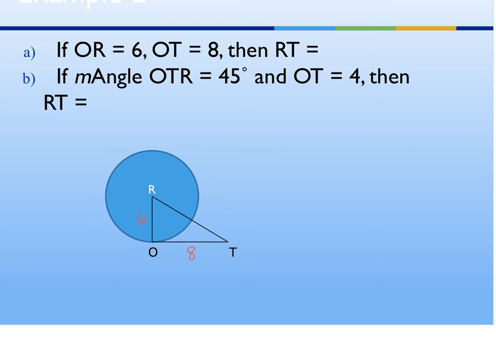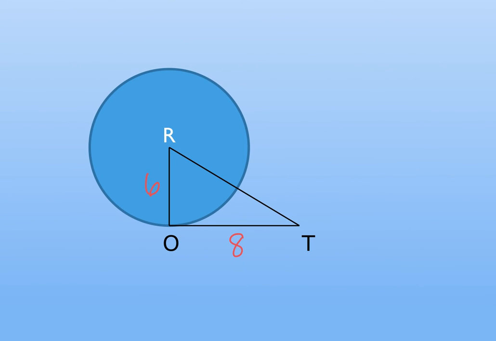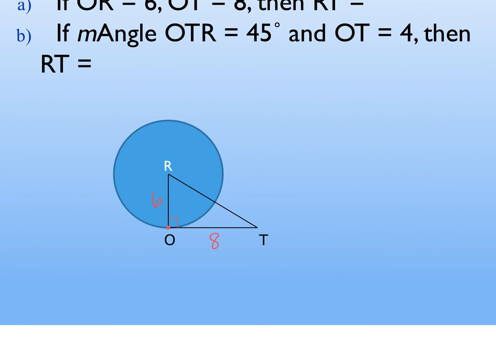Pythagorean theorem, right? But how do we know we can apply the Pythagorean theorem? We can only apply it to what kind of triangles? Right triangles. How do we know this is a right triangle? Yes, the first theorem. Isn't OR a radius? Do you agree? OT is tangent to our circle, therefore this angle must be 90 degrees, okay? Must be 90 degrees. So all we're gonna do is a squared plus b squared equals c squared.